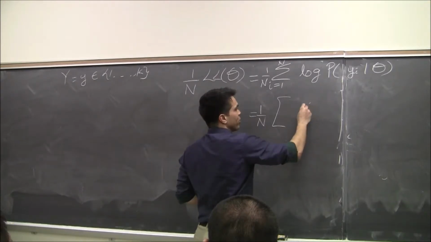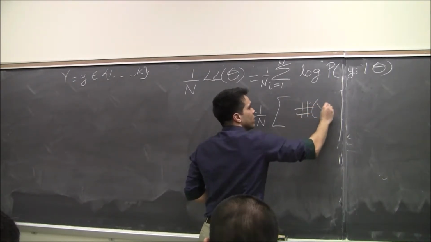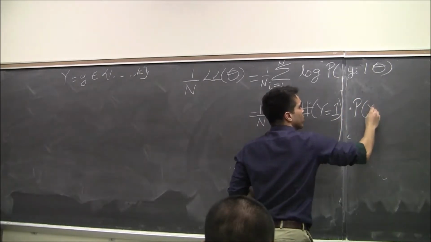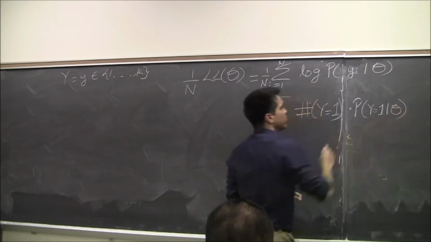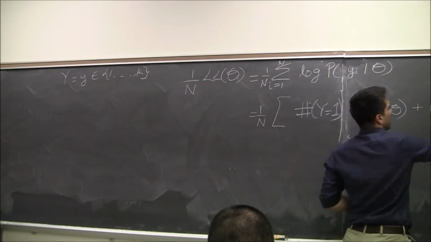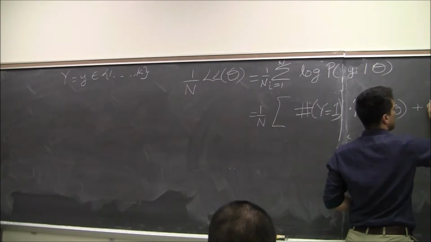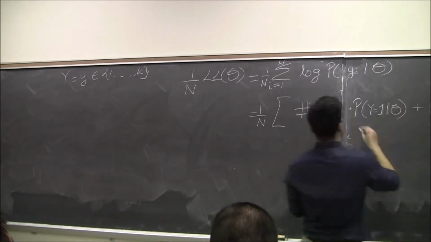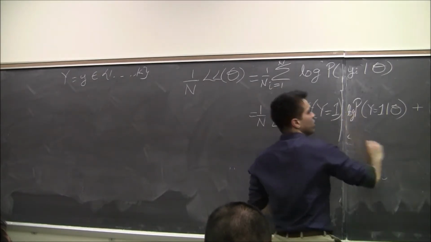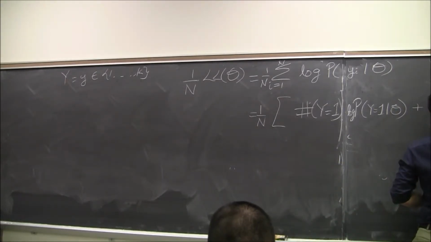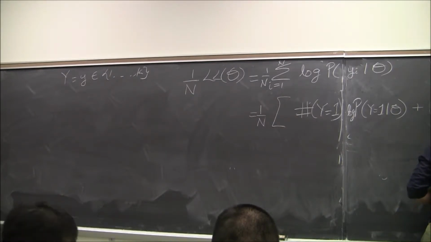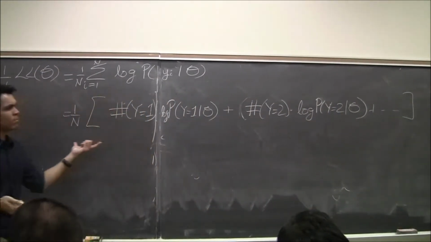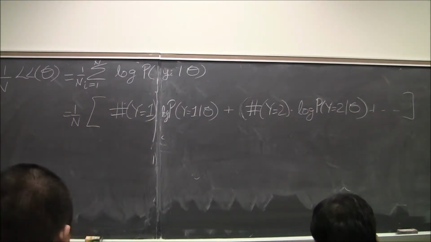Right? So this is just a counting argument. I can say how many times y equals 1, times log probability of y equals 1 given theta, plus how many times y equals 2, times log probability of y equals 2 given theta, and so on, all the way to k. Is it clear that this is just a different way of counting the same summation?